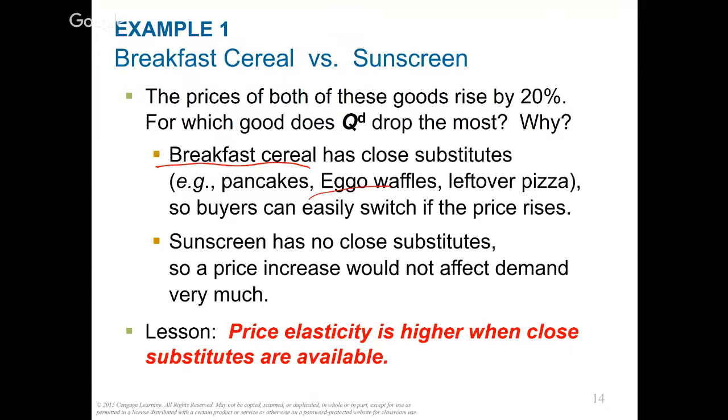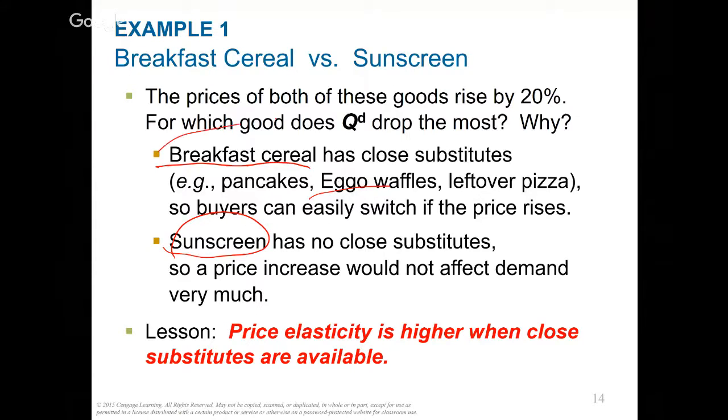However, if the price of sunscreen increases, what else can you buy for sun protection? You can probably wear a long sleeve shirt, but you don't want to wear that on the beach. You can try to hold an umbrella, but what if it's windy outside? There isn't much you can use. So for sunscreen there aren't that many close substitutes available, so you have to buy sunscreen. Therefore, sunscreen has a very low elasticity, so consumers are less flexible.